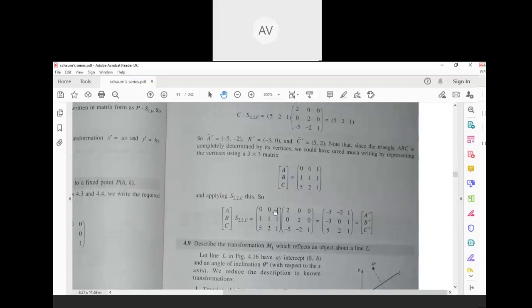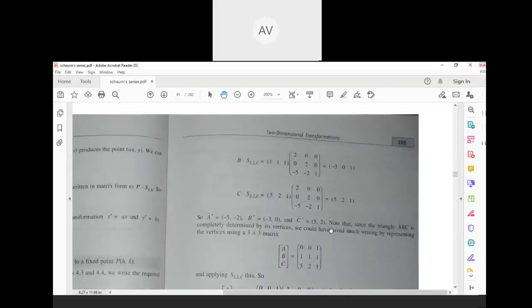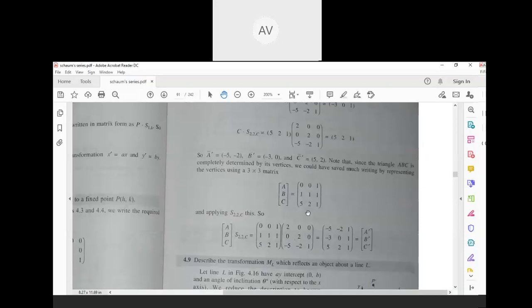And see here, one more technique they have given, which I was saying: instead of individual multiplication, you can directly write down the whole matrix of original coordinates of the triangle together, and multiply it directly with the composite transformation matrix. You will get the new coordinates of the scaled triangle.